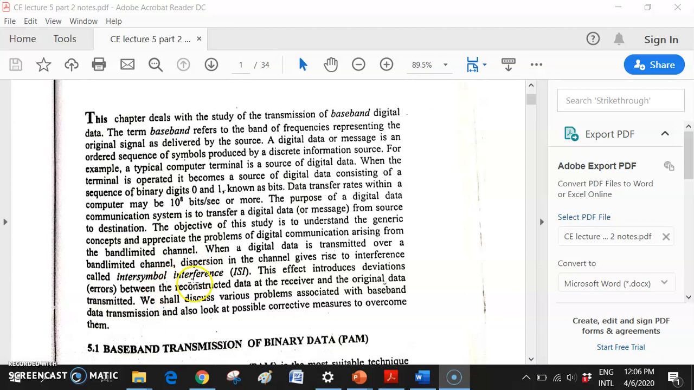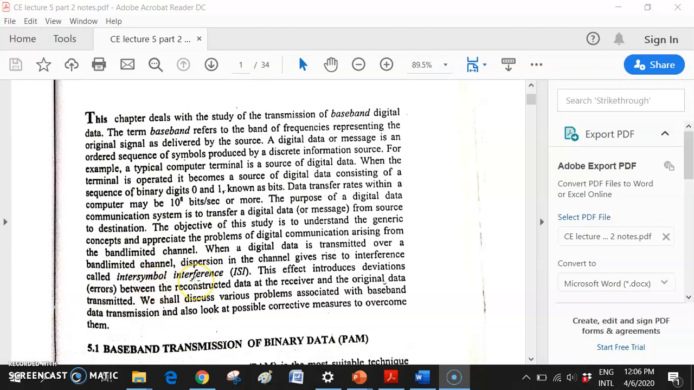So inter-symbol interference is the interference due to dispersion inside the channel. That means whenever a digital signal passes through a band limited channel. What is a band limited channel? It means only a particular band of frequencies is available. Baseband data means the original data. It may be some voice signal or some video signal like TV.